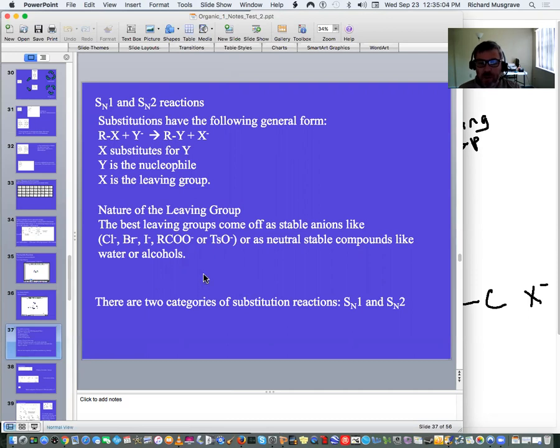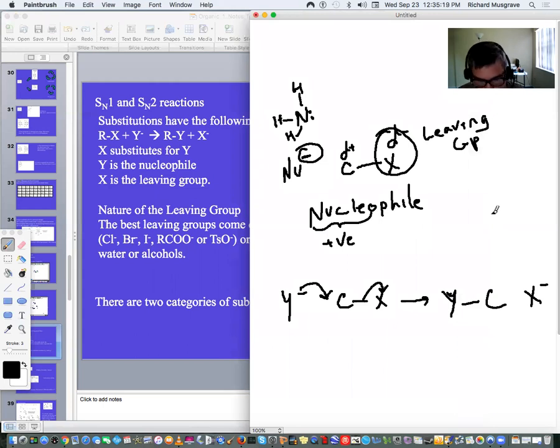Now, in the case of the nature of the leaving group, the best leaving groups are the ones that are stable as negatively charged compounds. Things like Cl minus, Br minus, I minus, RCOO minus, which is really this. That's fairly stable as a negative charge because it can resonate. If you'll remember, we talked about resonance.